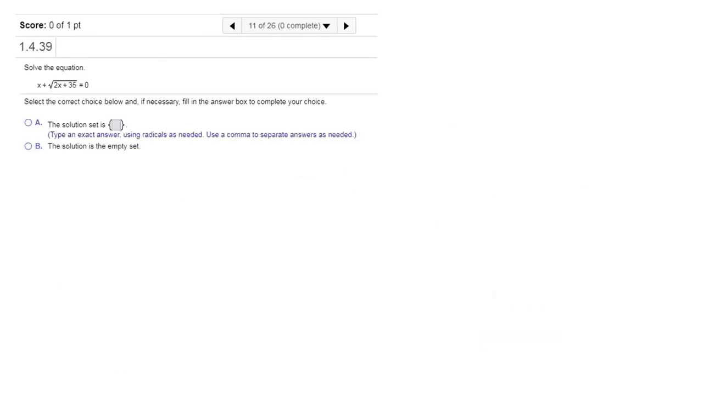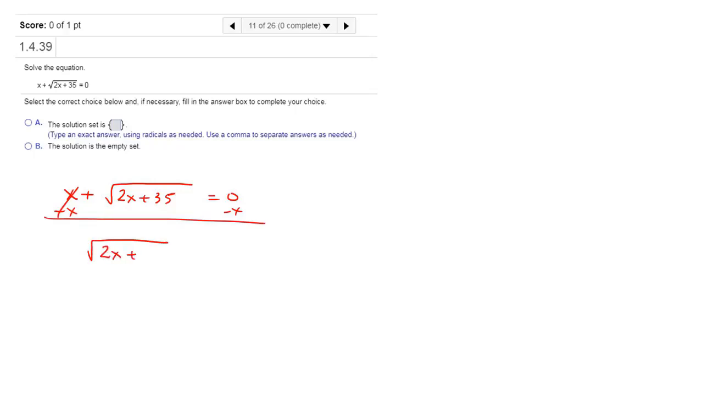Alright, now we're moving on to ones that have a square root inside them. And so the way we get rid of a square root is we have to square both sides. Before we can square both sides, we've got to have this little square root all by itself on one side. Can't do it any other way. So we'll have to subtract this little x out. That goes away. We're left with the square root of 2x plus 35 is equal to negative x. There it is. That's where we're at.